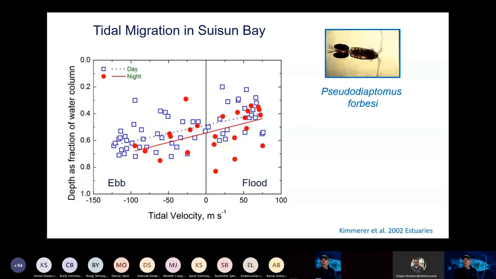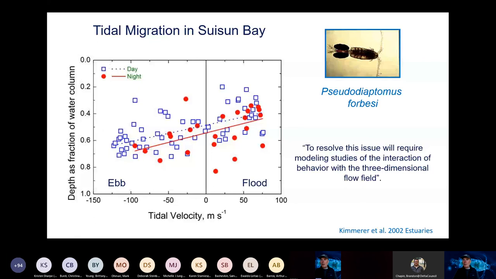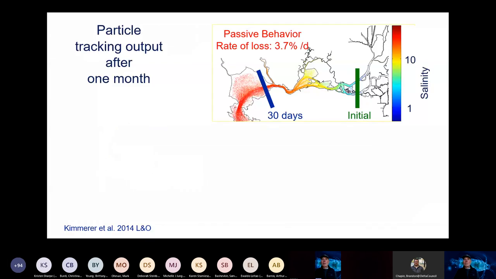But we looked at this with a bottom-mounted ADCP. So we had velocity by depth and abundance by depth, we multiplied the two together and added them up, and there was no effect. In other words, a random position in the water column was just as good as this migration at retaining the organisms. So why was that? It turns out because this area was kind of shallow where we did this study. So we wrote in the paper that to resolve this will require modeling studies of the interaction of behavior with the three-dimensional flow field. And we did them much, much later.